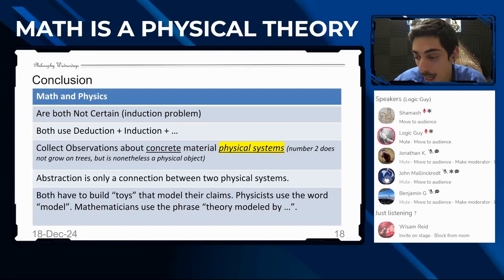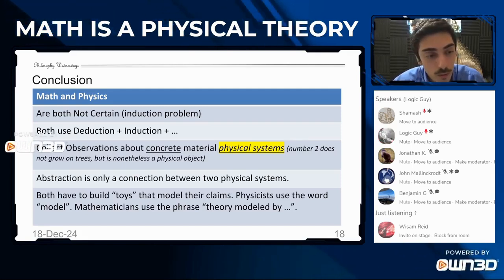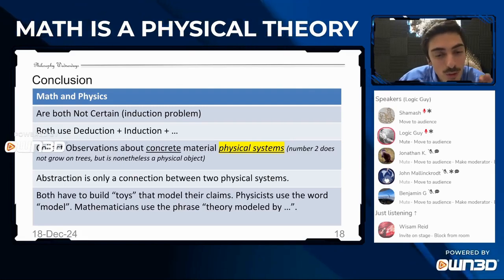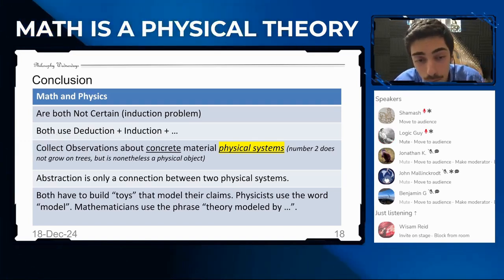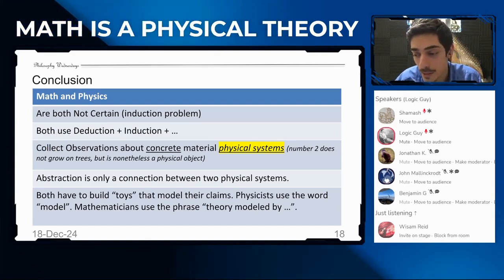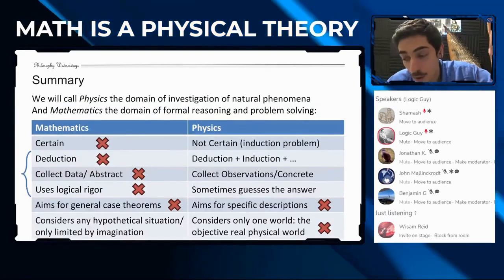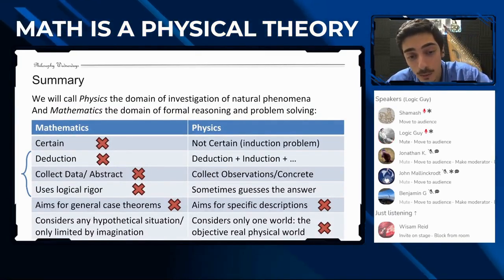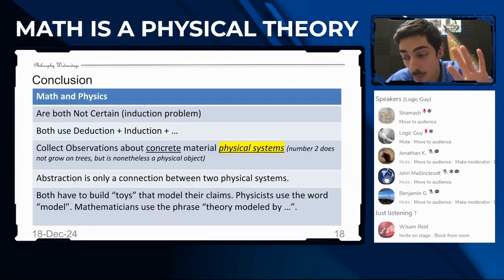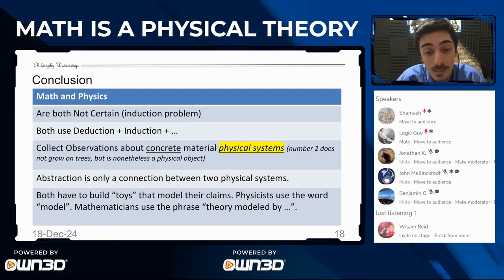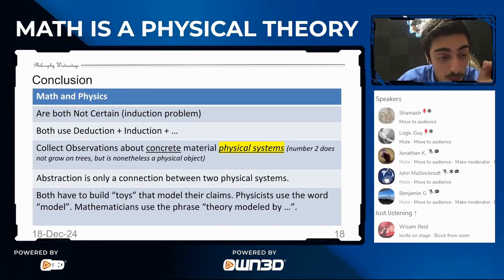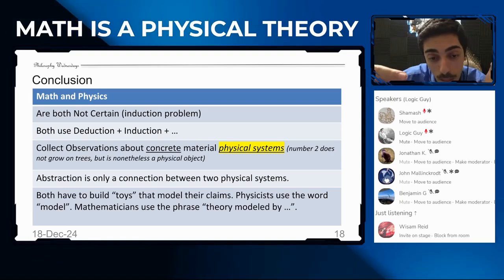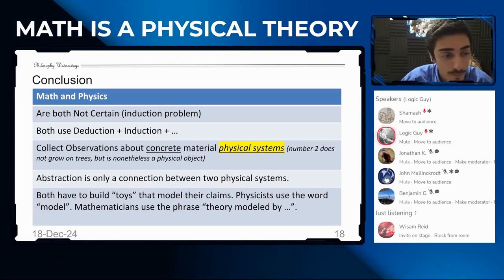Now, in conclusion, maybe those conclusions don't directly follow, but what I'm hoping to allude to by this presentation today is the following. If we're going to get rid of whatever has a red X next to it, because we've kind of shown this is not the case, you end up with the following table. Math and physics both are not certain.